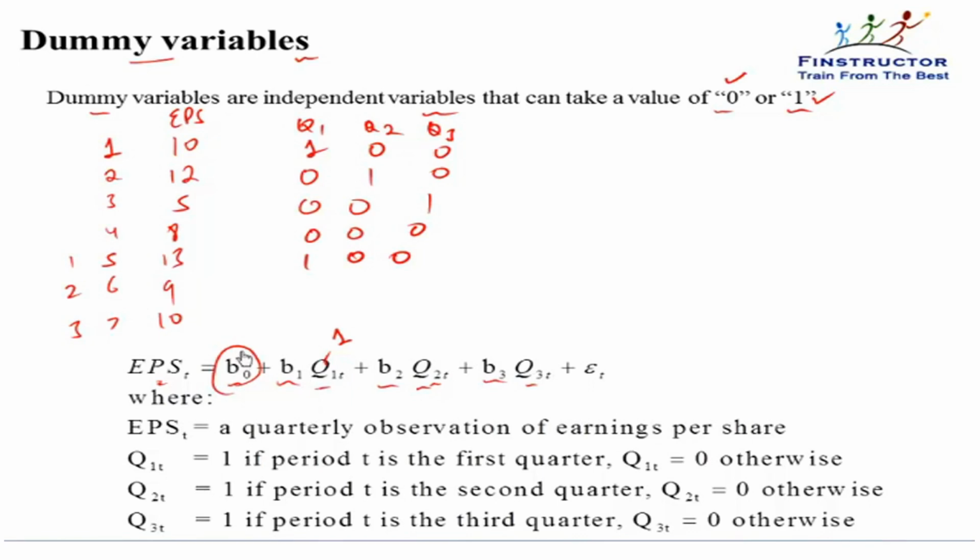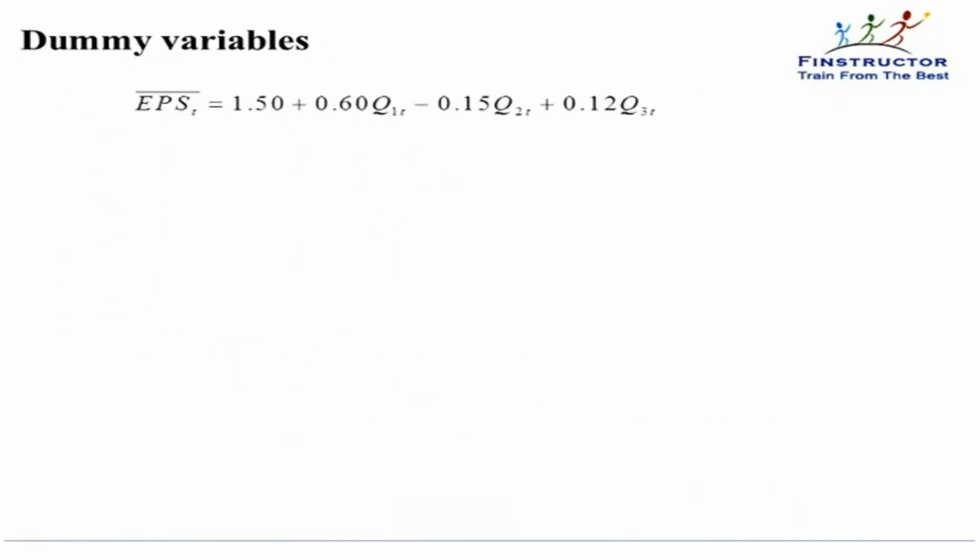What does B1 indicate? Please note, B0 is always there. So B1 indicates that when Q1 is equal to 1, that is, we are in the first quarter, how much does the first quarter EPS differ from the fourth quarter EPS? Because the fourth quarter is always there, B0 is always there. B2 indicates that when Q2 is 1, or we are in the second quarter, how much on an average does the second quarter EPS differ from the fourth quarter EPS? That is the application and interpretation of the coefficients using dummy variables.